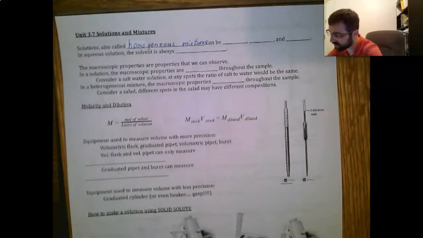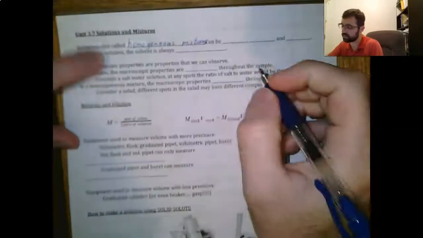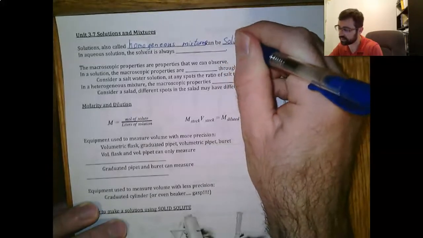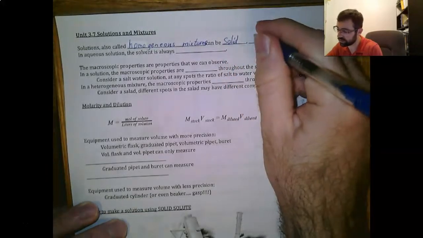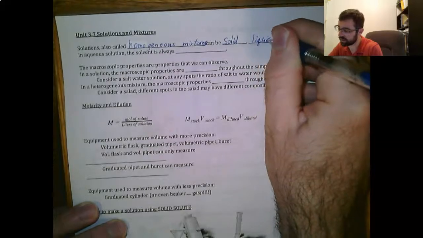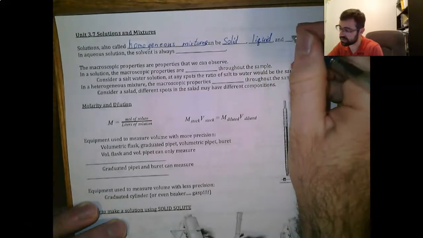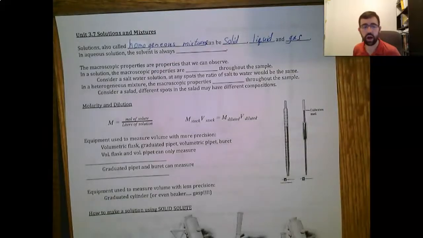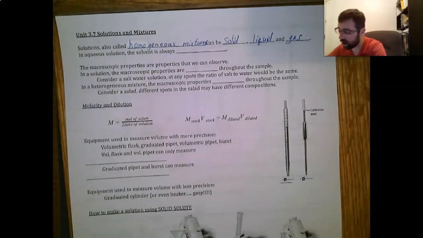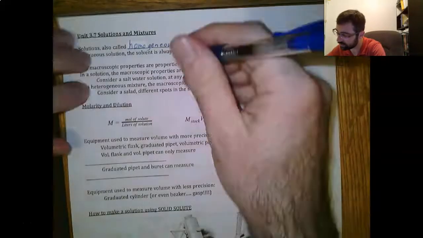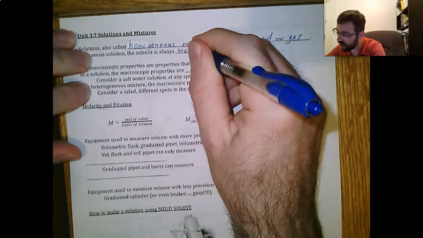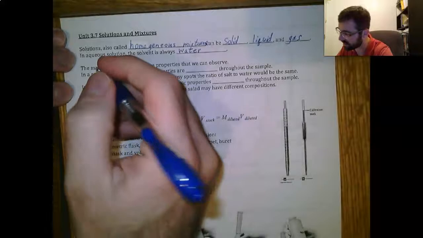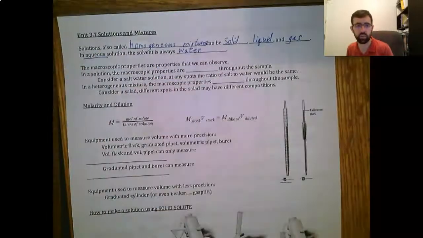So homogeneous mixtures or solutions can be solid. Believe it or not, they can be solid, liquid, and gas. They can be any of those three states of matter or any combination of those three states of matter. In aqueous solutions, the solvent is always water. So we talk about aqueous solutions probably more than any other type. This word aqueous means that it is always dissolved in water.